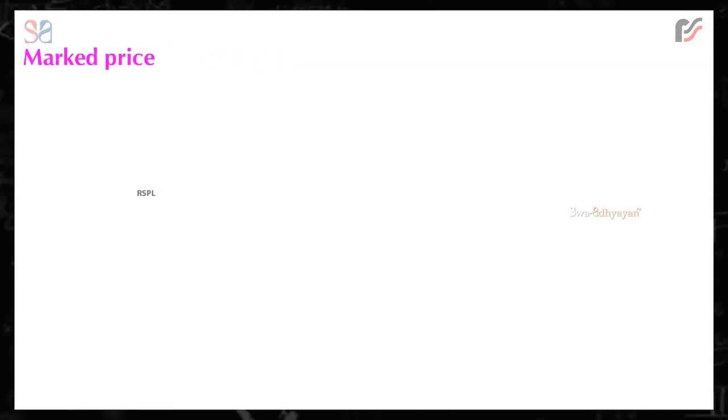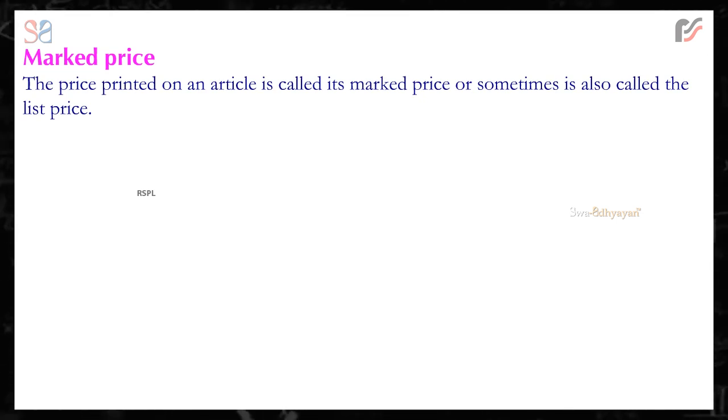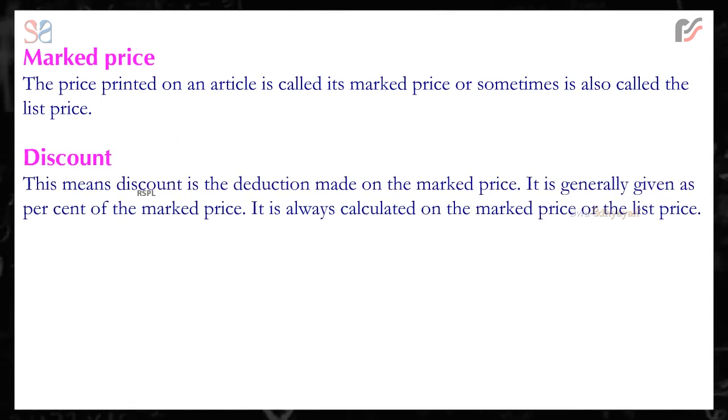Discount. Marked price. The price printed on an article is called its marked price, or sometimes also called the list price. Discount. This means discount is the deduction made on the marked price. It is generally given as % of the marked price. It is always calculated on the marked price or the list price.